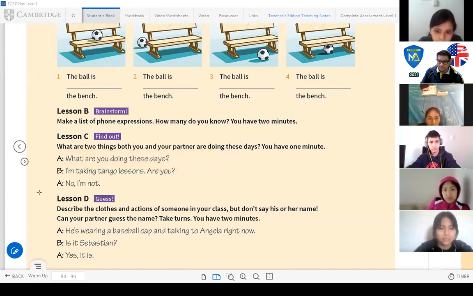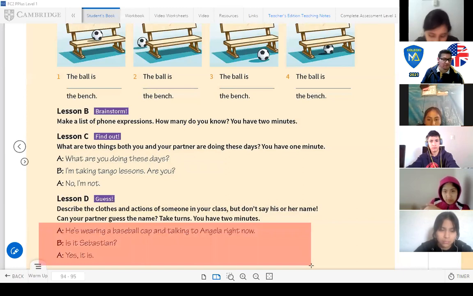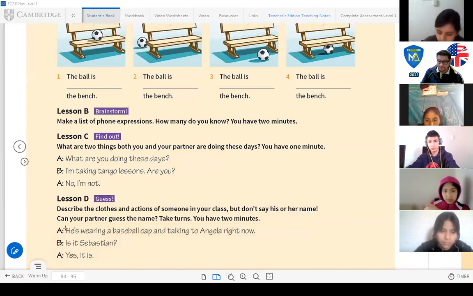Yeah. Now the lesson D, it says describe clothes and actions of someone in your class, but you don't say his or her name. Can your partner guess the name? Take turns. You have 2 minutes. Okay, you're gonna guess. I'm gonna talk about someone. For example, he's wearing a baseball cap and talking to Angela right now. Is it Sebastian? Yes, it is. Yeah. I'm gonna ask.